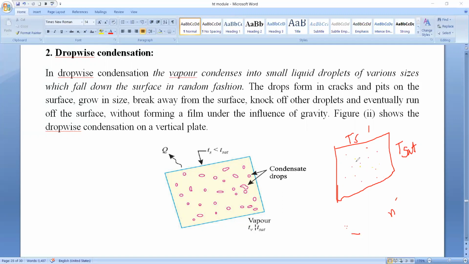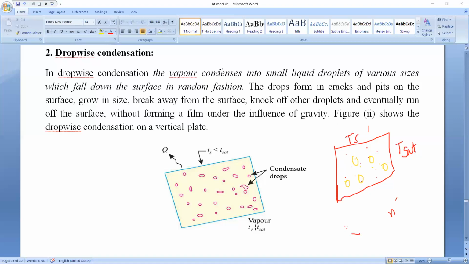Now as the condensation proceeds, the size of these droplets will increase, and due to the influence of gravity, these droplets will come down. So I'm repeating again, in dropwise condensation, we can't find any film which covers the entire surface, as we have seen in the film-wise condensation. So this is the main difference between the film-wise condensation and the dropwise condensation.